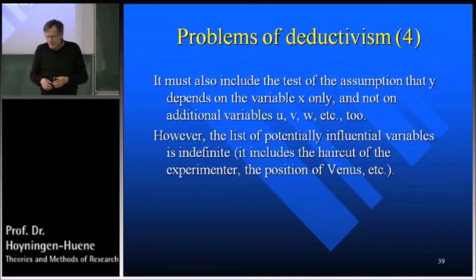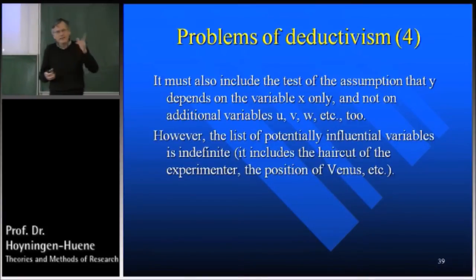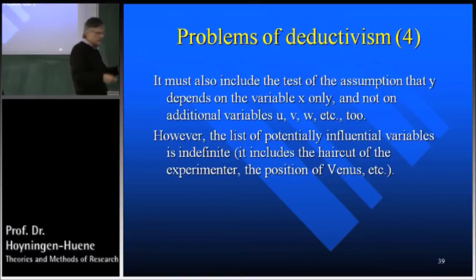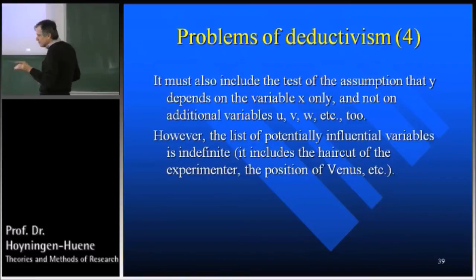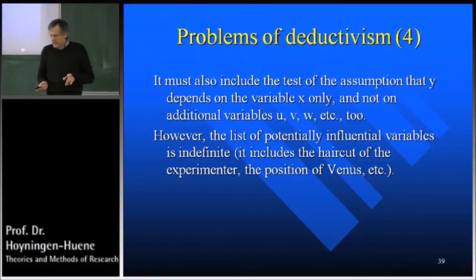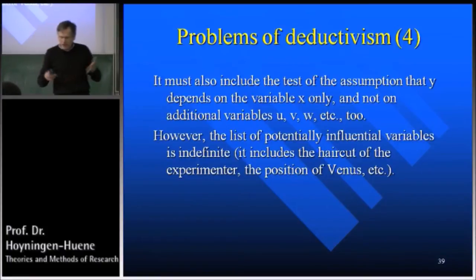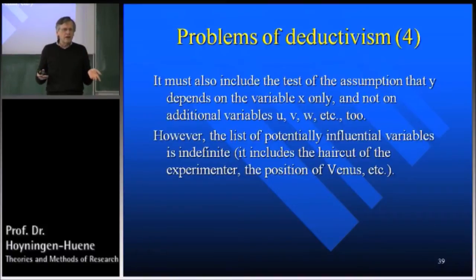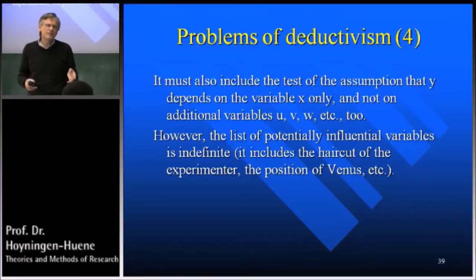Now, the list of potentially influential variables is indefinite. That's the problem. We already encountered that problem in inductivism. There it was, I think, condition 2, that you should measure under various circumstances, and that problem reappears here in very clear form. Namely, you must include all kinds of tests, including, to have nice examples, the haircut of the experimenter. That could be a relevant variable. So please change your haircut and repeat all the experiments that you did for your master's thesis.